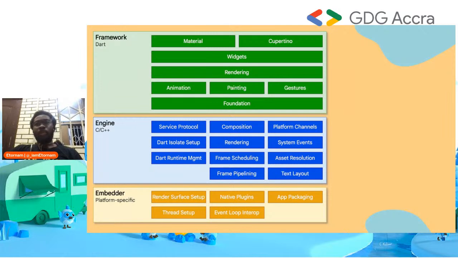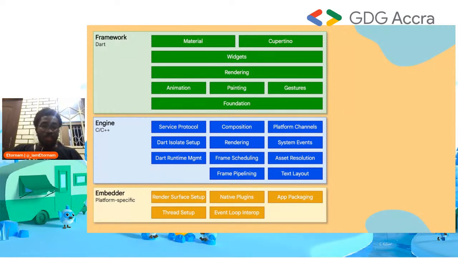These threads are basically called isolates. So, for example, if you want to do something and you don't want to do it on the main thread, that's the UI thread, you can spin up a new thread and delegate a particular service or activity to it. When it is done, it can easily pass the result back to the UI thread, or the main thread. Then we have the rendering, system events, the Dart runtime management, the frame scheduling, the asset resolution, frame pipeline, and text layout. These are all inside the engine.